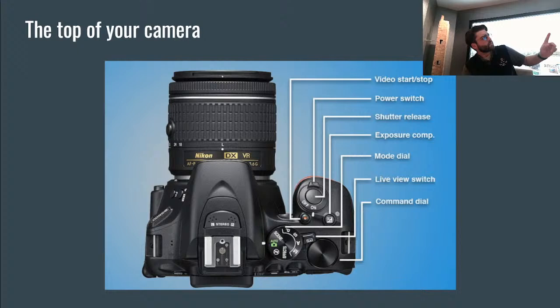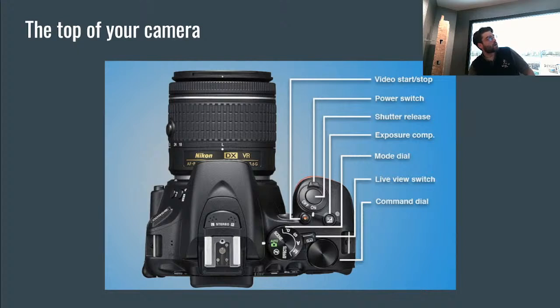To start, our video stop and start button. If we look on the top of our camera, we'll see a red dot, or sometimes a circle that has a red line going around it. That is our video start and stop button. Some people will have it, some people won't, but you'll see it usually somewhere next to the video capture button or the picture capture button on the top.